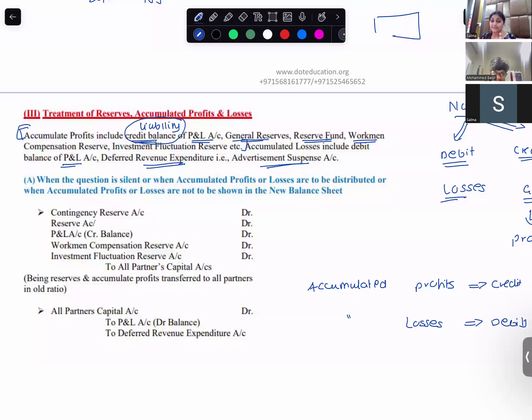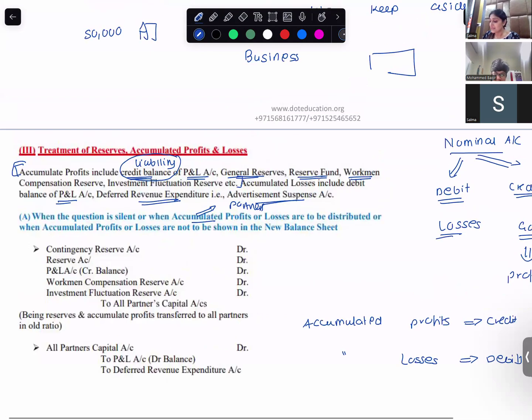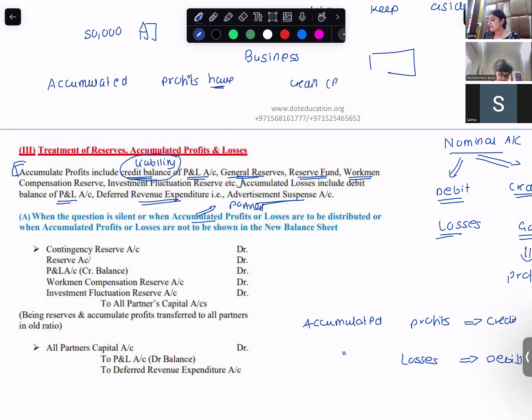When the question is silent, or when the question tells you that the accumulated profits or accumulated losses have to be distributed, that means these have to go to the partners, because ultimately either the profit or the loss belongs to the partners. So let's talk about accumulated profits. What balance do accumulated profits have? Credit balance. That means if you have to give it to the partners, it will go to partners on which side?